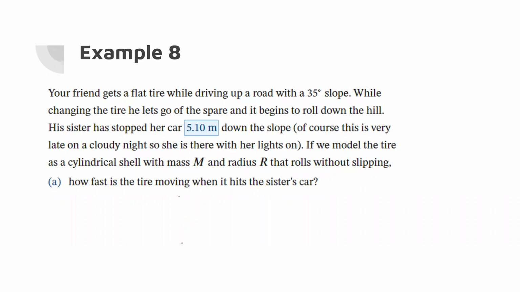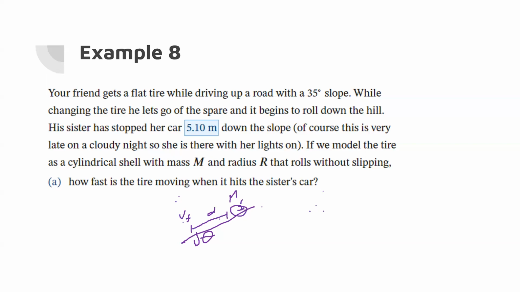So this one is from the homework again. Your friend gets a flat tire driving up a ramp with a 35-degree slope right here, and he lets go of the spare and it rolls down the hill, and then it hits his sister's stopped car. We'll model it as a cylindrical shell with mass m and radius r. So we have this thing here, and it's going to go a distance d, and it's going to have some final velocity that we're looking for.